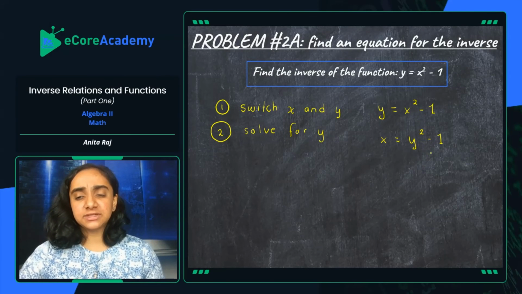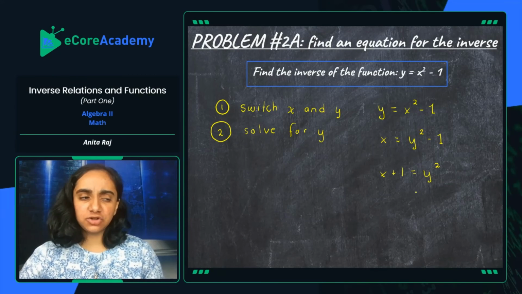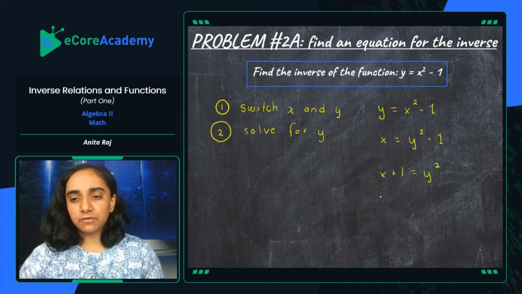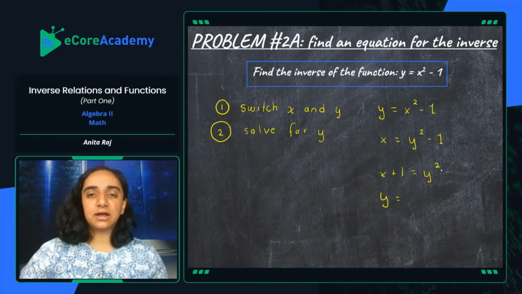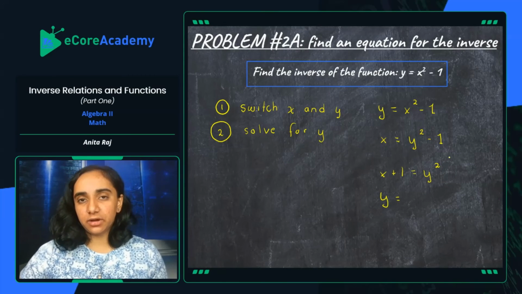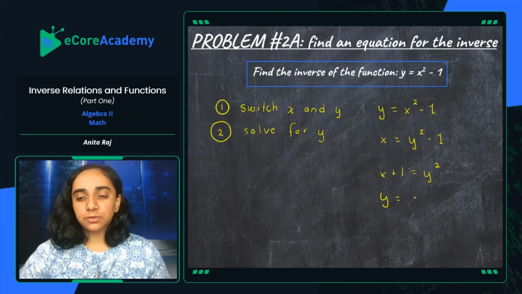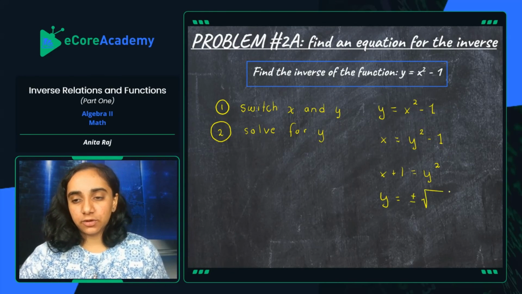So our first step is to add 1 to both sides. So we get x plus 1 is equal to y squared. And our second step, well, that's pretty much all we have to do. All we have to do is square root both sides to get y by itself, because the opposite operation of squared is square root. So we're just going to square root both sides, and we're going to get the positive or negative square root of x plus 1.